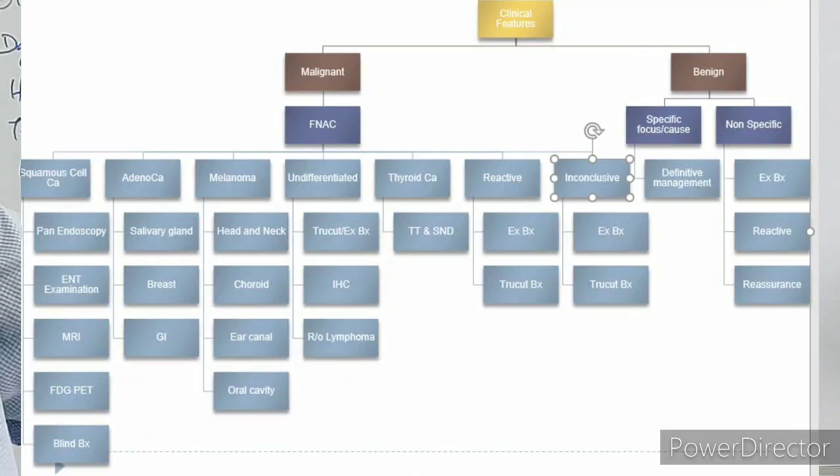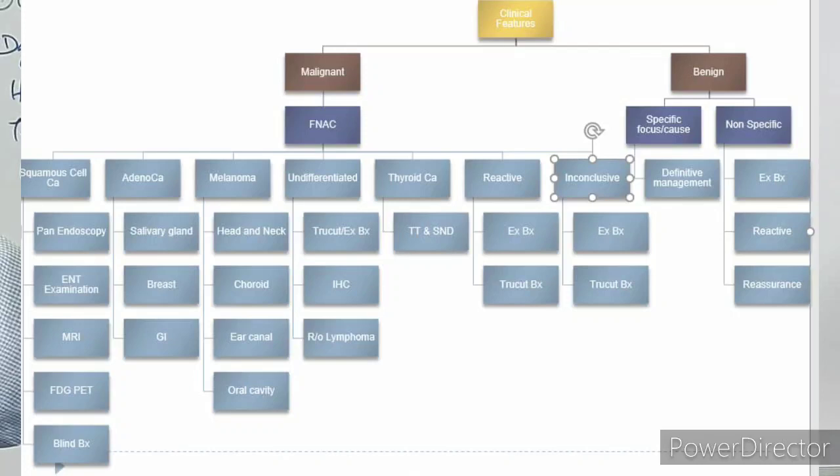Okay. Thyroid carcinoma is straightforward. If FNAC is showing a thyroid carcinoma, straight away go with the thyroid line. We mentioned it in the last class. With reactive hyperplasia, you may need an excision biopsy or a true cut biopsy to further confirm. Inconclusive, again you need an excision biopsy or true cut biopsy. Okay. This segment is more or less easy.